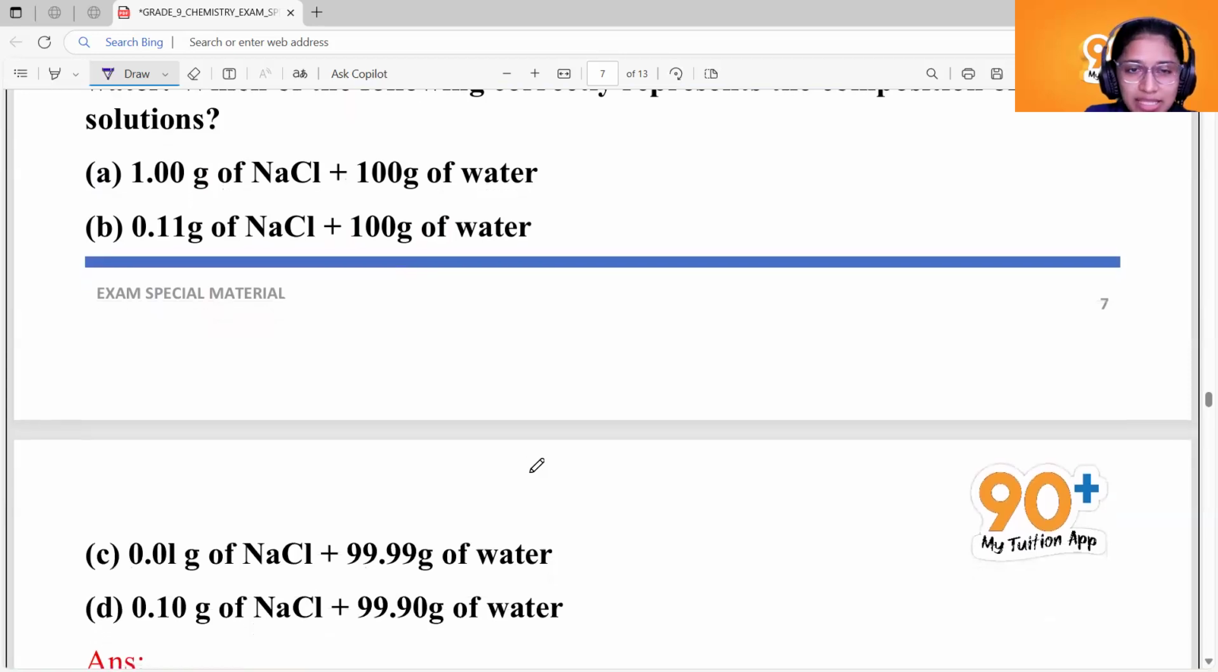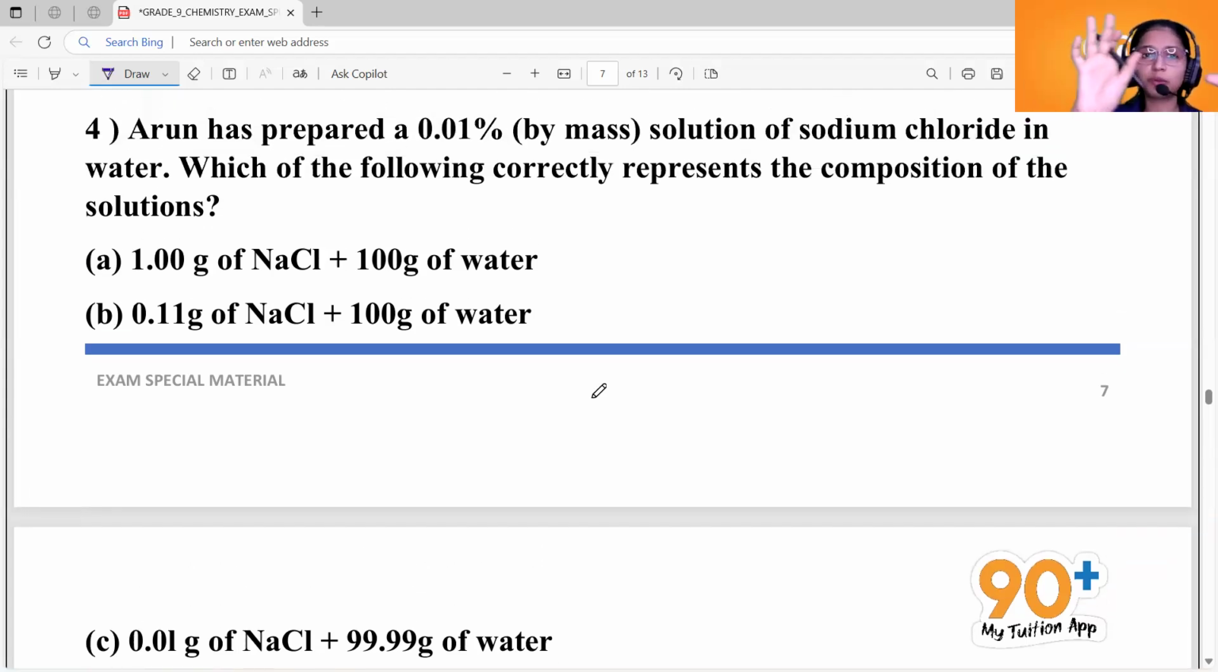1 gram NaCl plus 100 gram water, 0.11 gram NaCl plus 100 gram water, 0.01 gram NaCl plus 99.99 gram water, 0.1 gram of NaCl plus 99.90 gram of water. So first, before looking at the answer, what is the question? Arun has prepared a 0.01 percentage by mass solution of sodium chloride in water.